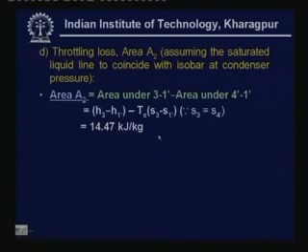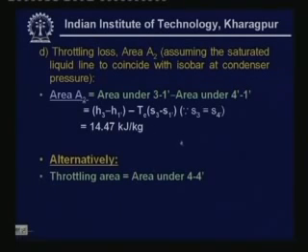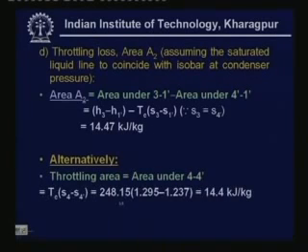Since we know all these values, you substitute them and find that the throttling area is 14.47 kilojoule per kg. If you find the actual throttling area without making this assumption, then it is given by area under 4 to 4 dash, which is equal to TE into S4 minus S4 dash, and this works out to be 14.4 kilojoule per kg. You can see that the assumption that the isobar coincides with the saturated liquid line is reasonably good, because these two values are perfectly matching.